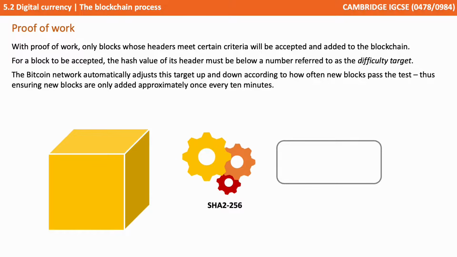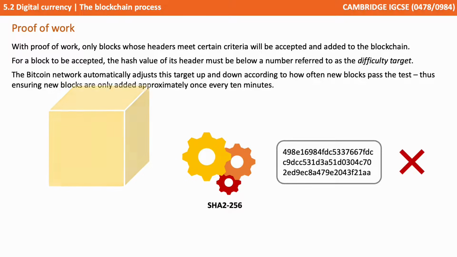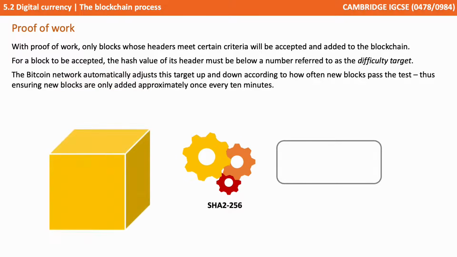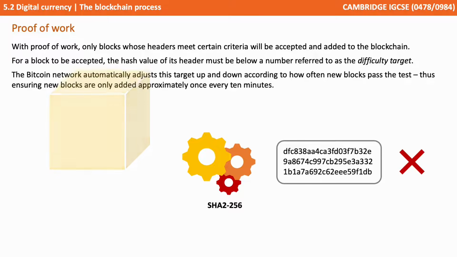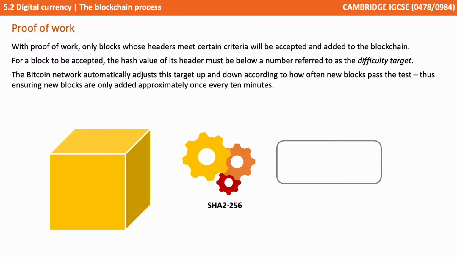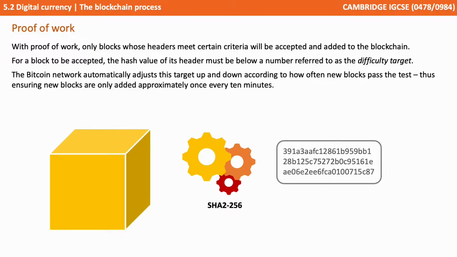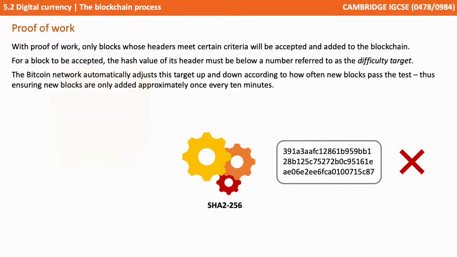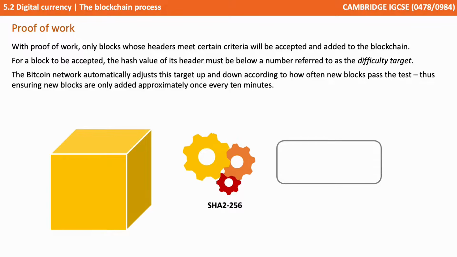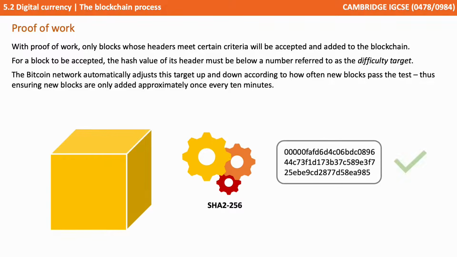With proof of work, only those blocks whose headers meet certain criteria will be accepted for adding to the blockchain. For a block to be accepted, the hash value of its header must be below a given number referred to as the difficulty target. The Bitcoin network automatically adjusts this target up and down according to how often new blocks pass the test, thus ensuring new blocks are only added about once every 10 minutes.